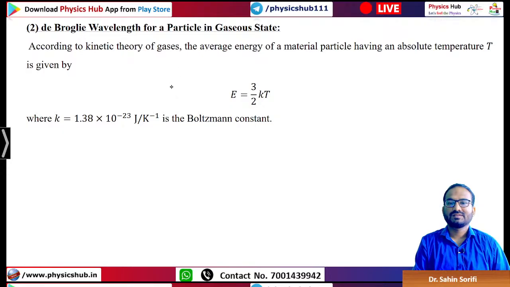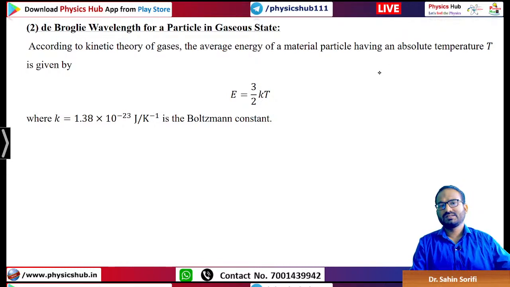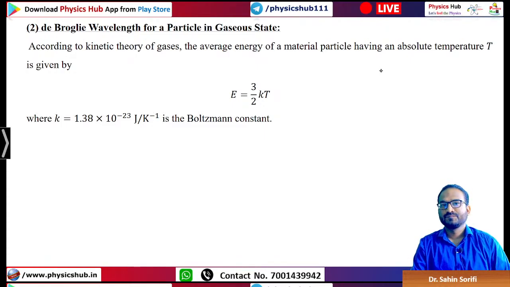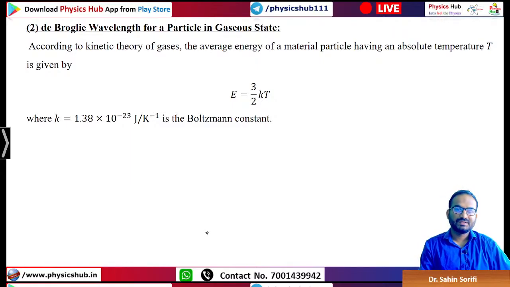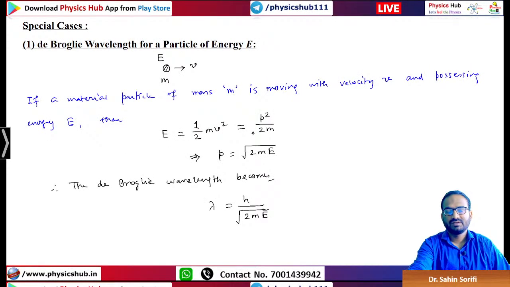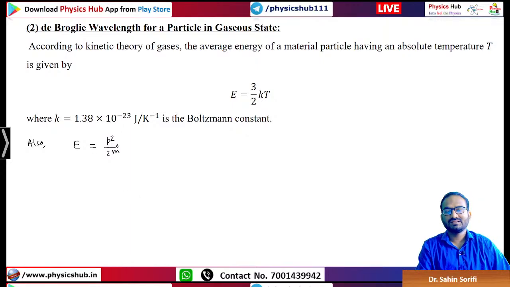Now according to the kinetic theory of gases, the average energy of a material particle at absolute temperature T is given by E equals 3 by 2 kT. One particle has 3 degrees of freedom, and from the equipartition theorem we know that each degree of freedom takes an energy of half kT. So for a gas molecule with 3 degrees of freedom, the total energy will be 3 by 2 kT. k is the Boltzmann constant, and we also know that E equals p square by 2m, as we have already seen from the previous expression. So this energy must be equal to this, right?